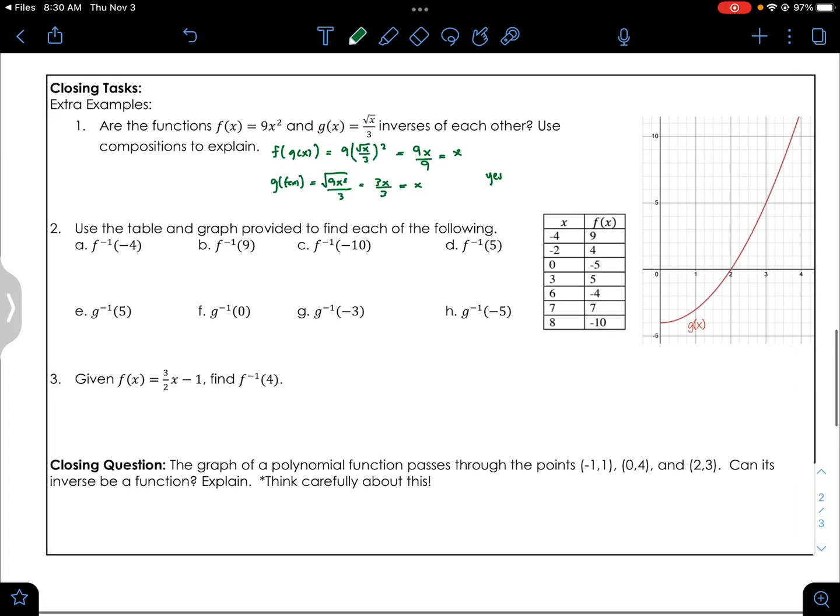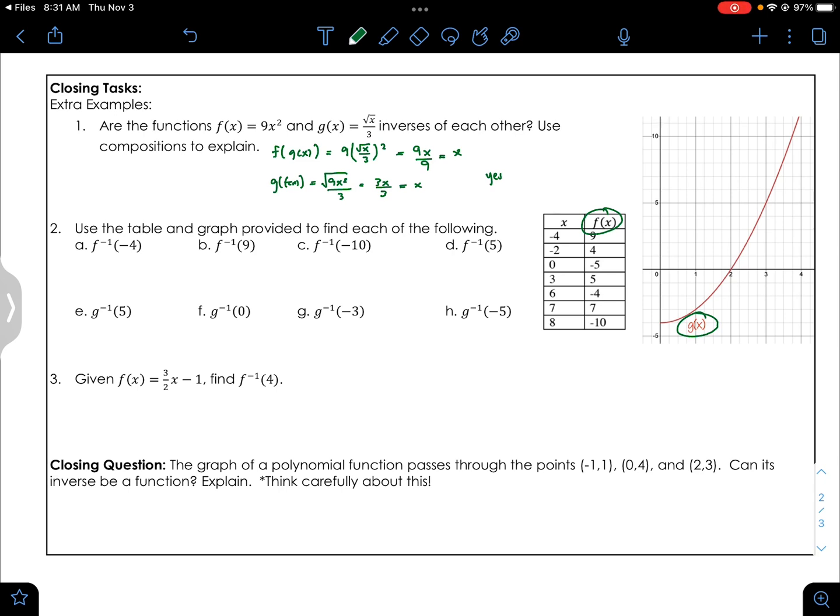Now, looking at these problems, we are using the table and graph provided of f of x and g of x to find the value of the inverse functions. So in this first example, it says f inverse of -4. If I want to find out what f inverse of -4 is, I have to remember the relationship between f inverse and f.